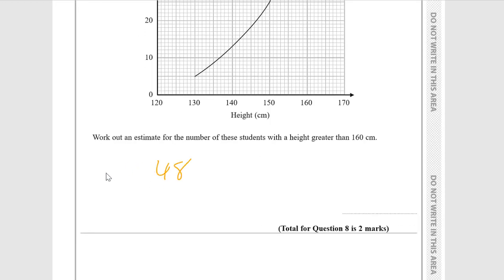So there are 60 students. So 60 subtract 48 gives us 12. So an estimate of 12 students.